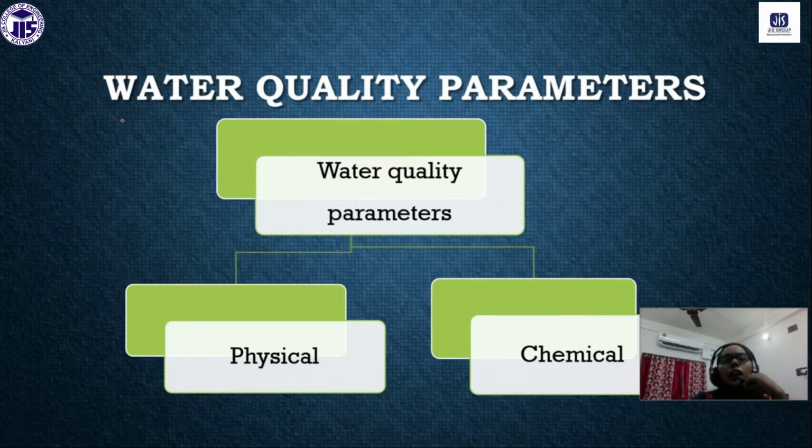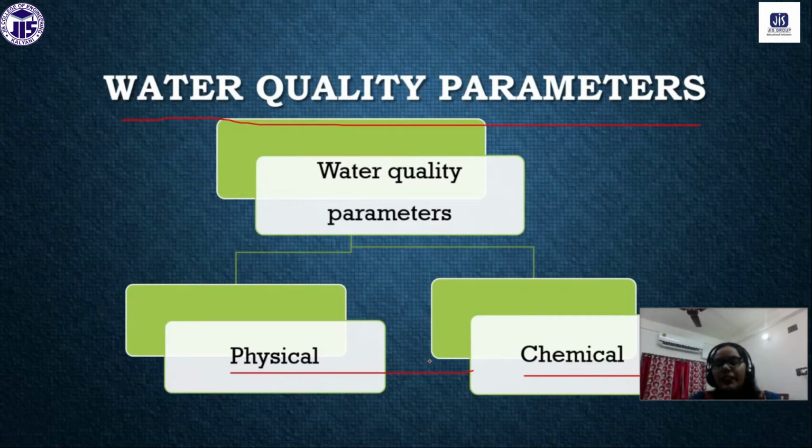Actually, whatever I am telling you, that is BOD. That is one type of water quality parameter. Generally, you know that water quality parameters are of two types. One is physical parameters and the second is chemical parameters. You already know these things because I have discussed physical parameters and chemical parameters many times.